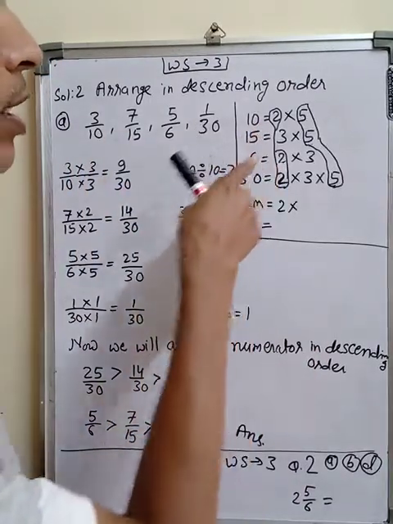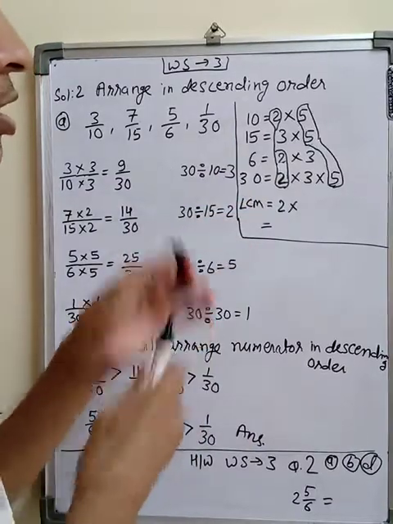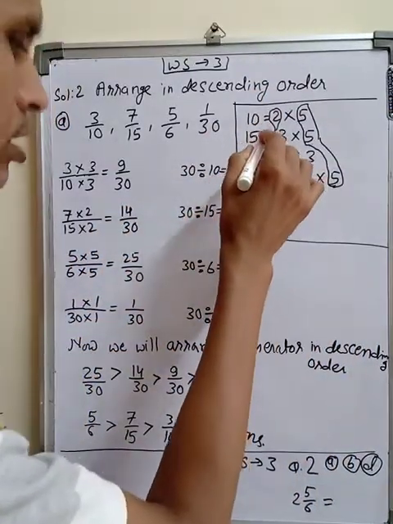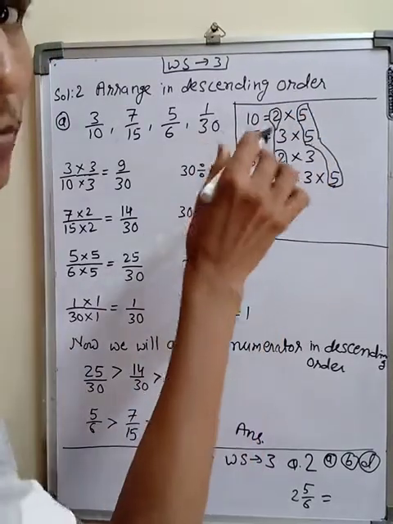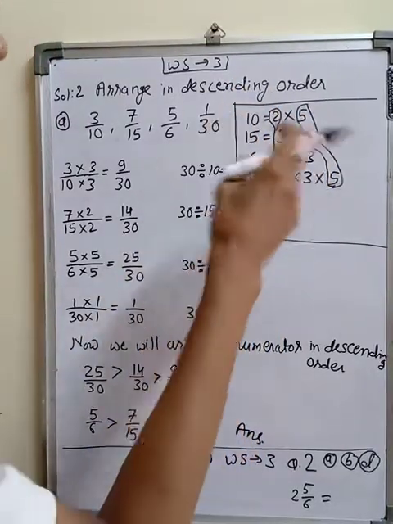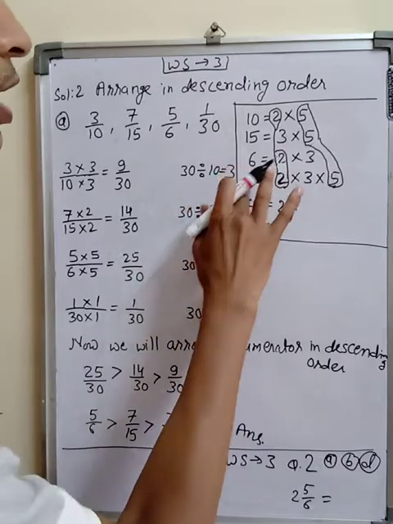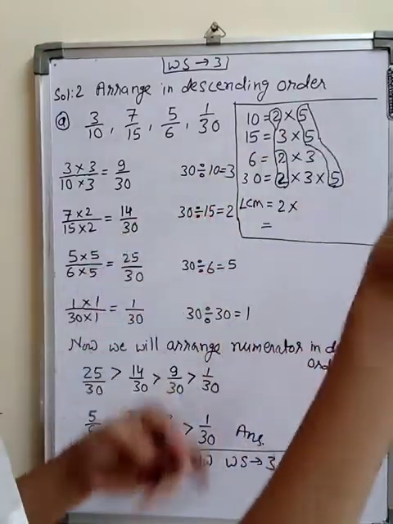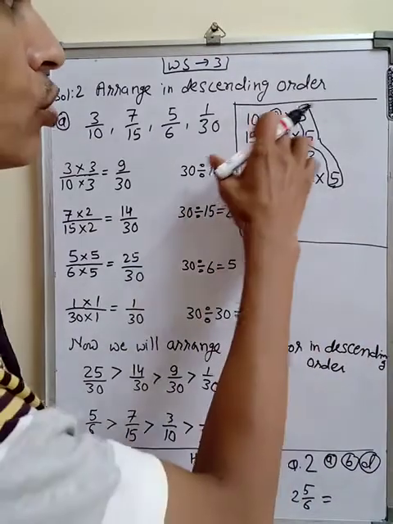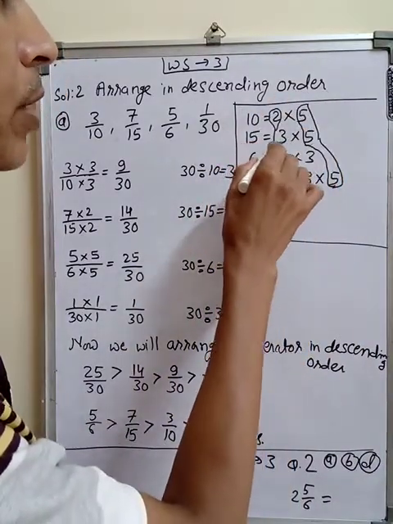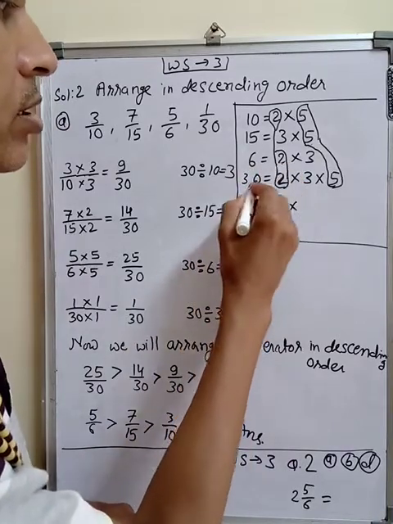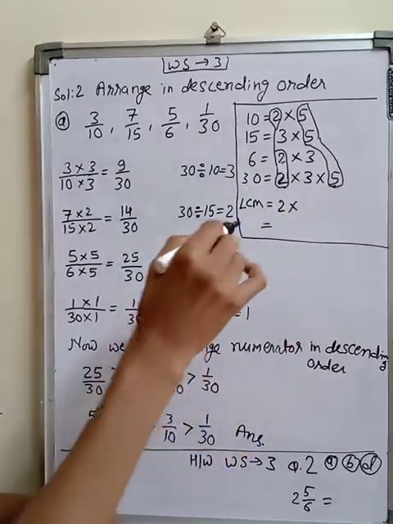How to find the LCM of the denominators I have shown in this box. This is for finding LCM. Here I am finding the LCM by prime factorization. I am not finding it by listing multiples, because that will become very lengthy. So 10 is 2 multiplied by 5, 15 is 3 multiplied by 5, 6 is 2 into 3, and 30 is 2 into 3 into 5.